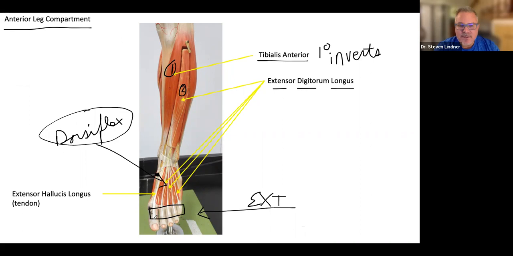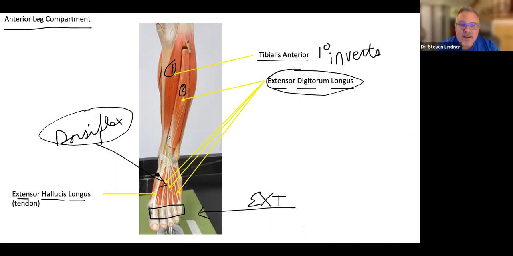So what about the first digit or the great toe? Well, it has its own called extensor hallucis. Remember, hallucis is the great toe. Extensor hallucis longus. We can see the tendon. Can we see the belly of the muscle? Not really. We would have to take number 2, the extensor digitorum longus, and dissect it.